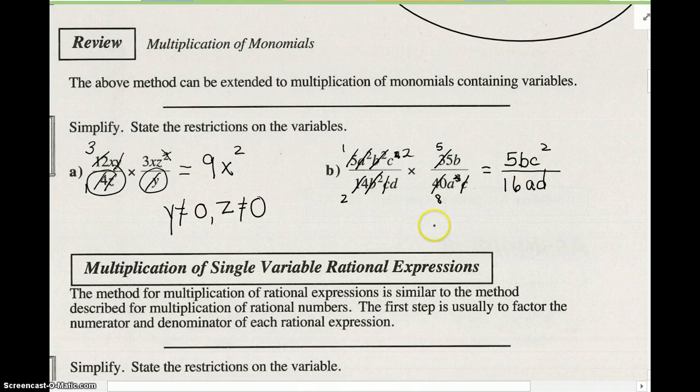And I need to go back now and look at all of my restrictions. A is on the bottom. It cannot equal 0. B was on the bottom, it cannot equal 0. C was also on the bottom, it does not equal 0. And D, the same thing. So I do need to list all of these separately, recognizing that any time there is a letter on the bottom, they all cannot equal 0.